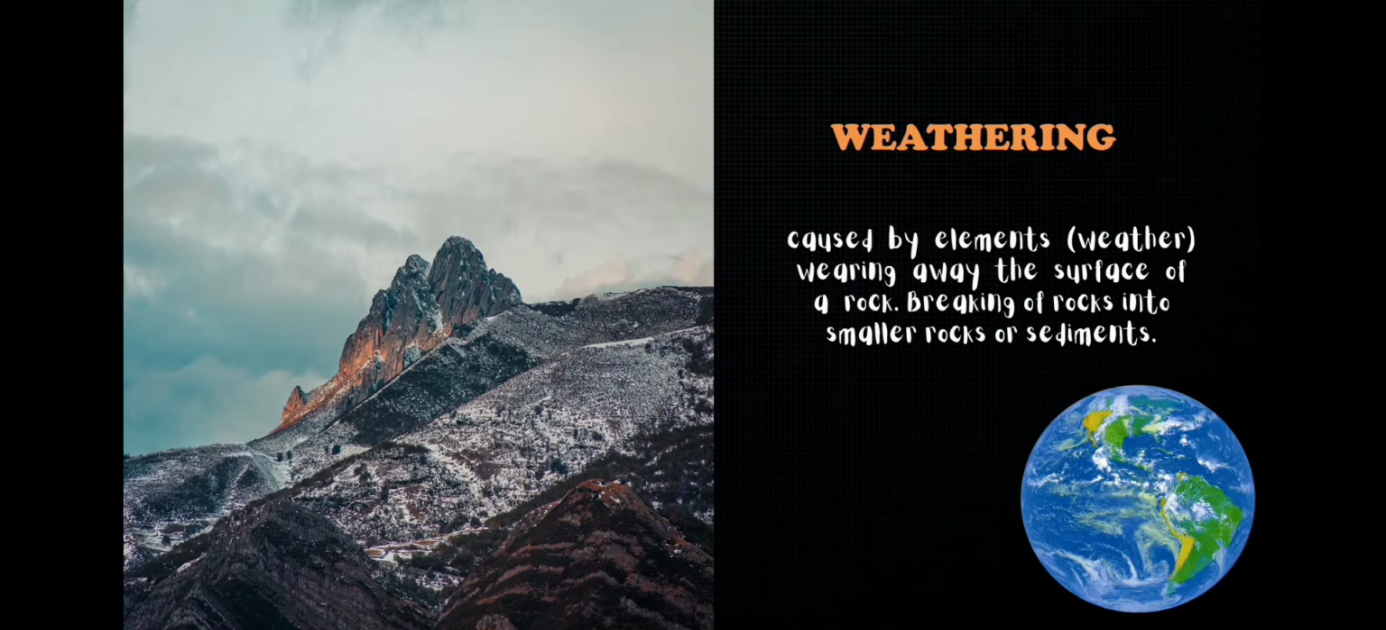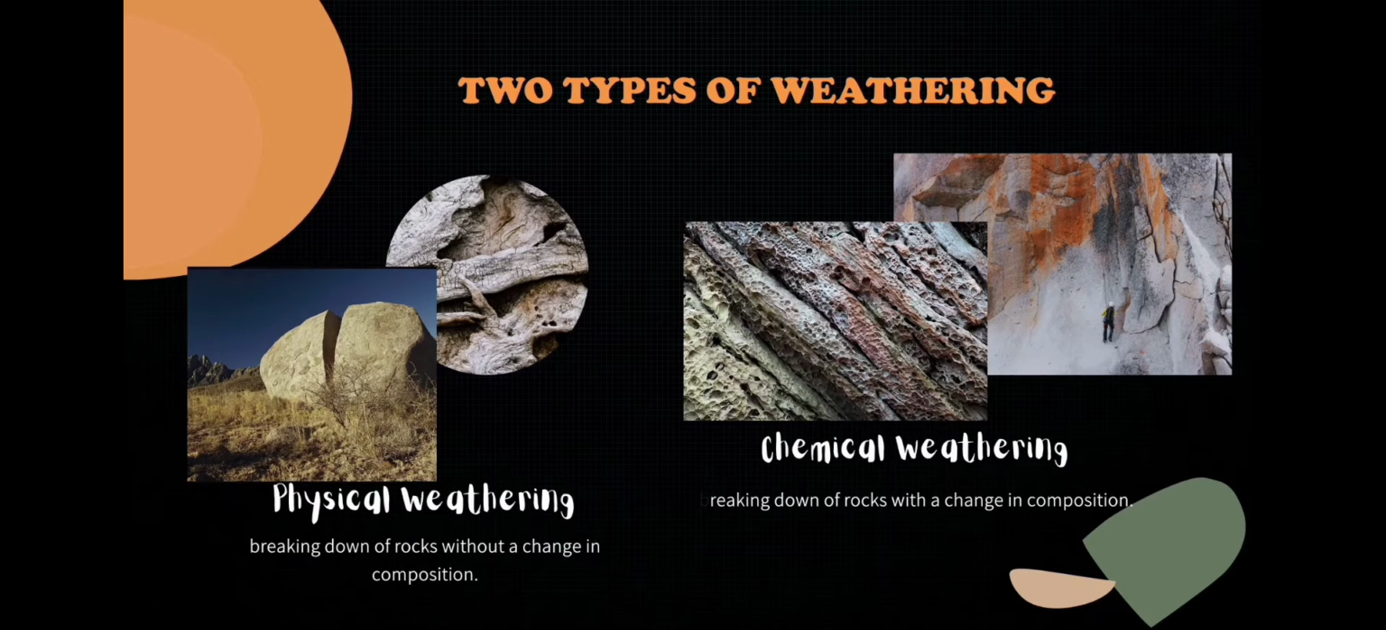So next, I've listed here two types of weathering. It includes physical weathering and chemical weathering. First, physical weathering is the breaking down of rocks without a change in composition, while chemical weathering is the breaking down of rocks with a change in composition. So let's tackle first physical weathering.